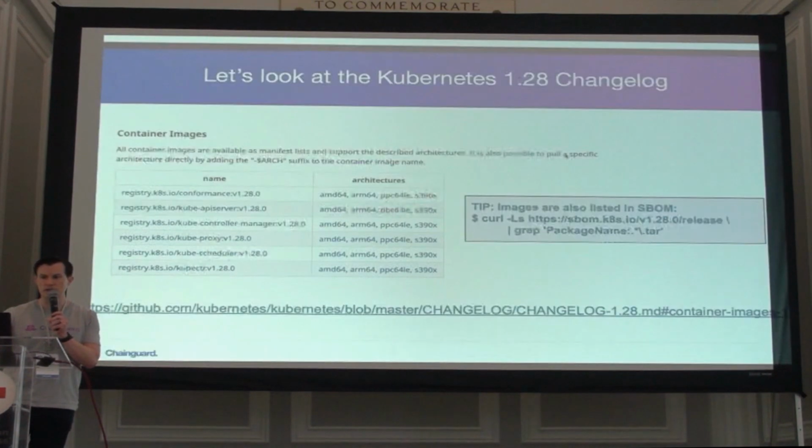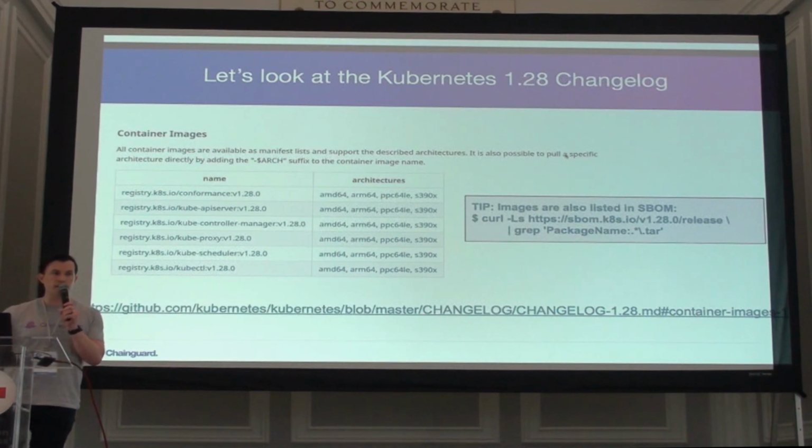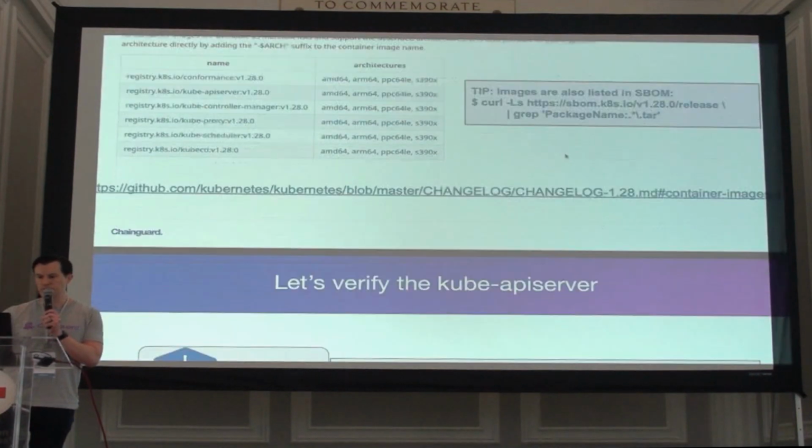So applying this to Kubernetes, let's take a look at the Kubernetes 1.28 changelog. This lists a bunch of images that are included with the release. You can click on that link on the slide and see that table. You can also grab that list from the SBOM. The SBOM is in that little curl command there, and that's going to give you a list of images. Now what do we do?